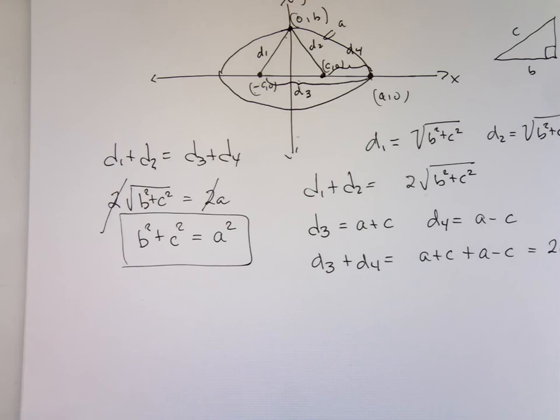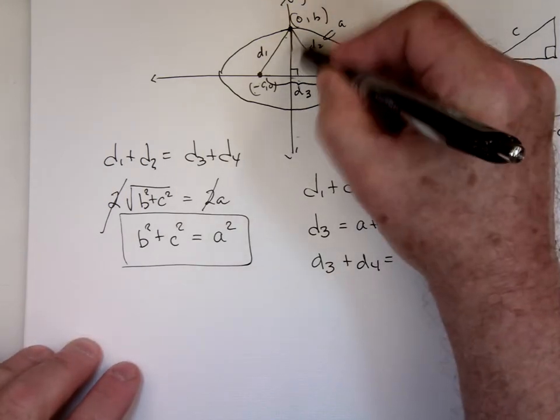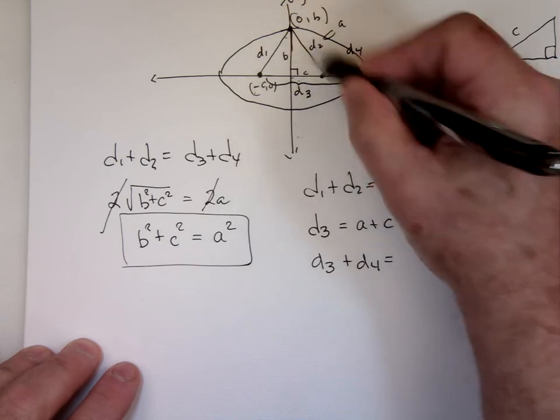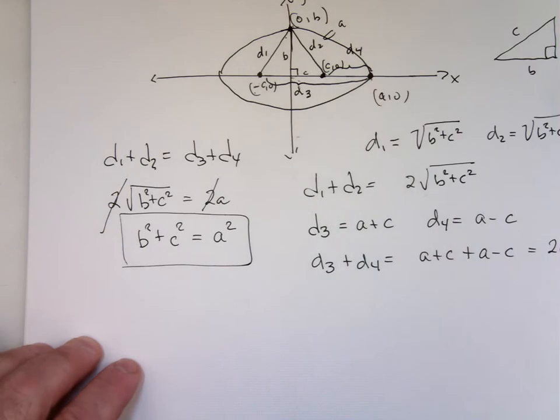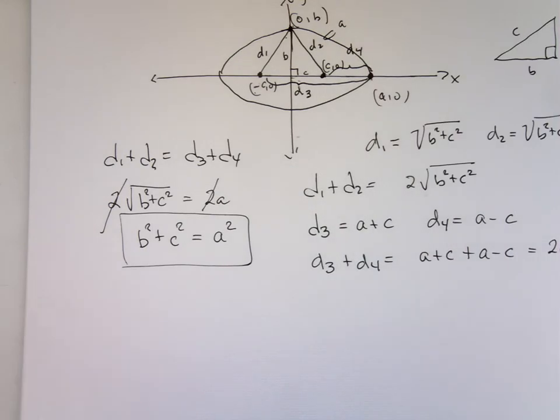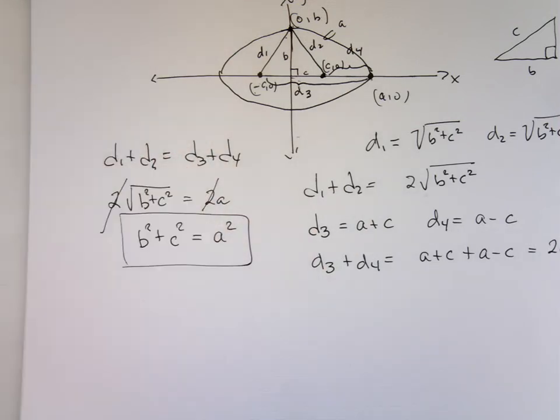Here we have the right triangle. This is B, this is C. B squared plus C squared is equal to A squared. A would equal D2. That's what you're talking about, right? Good. Okay, D2 would equal A. That's what we just proved by doing that. Does that make sense? Oh, good.